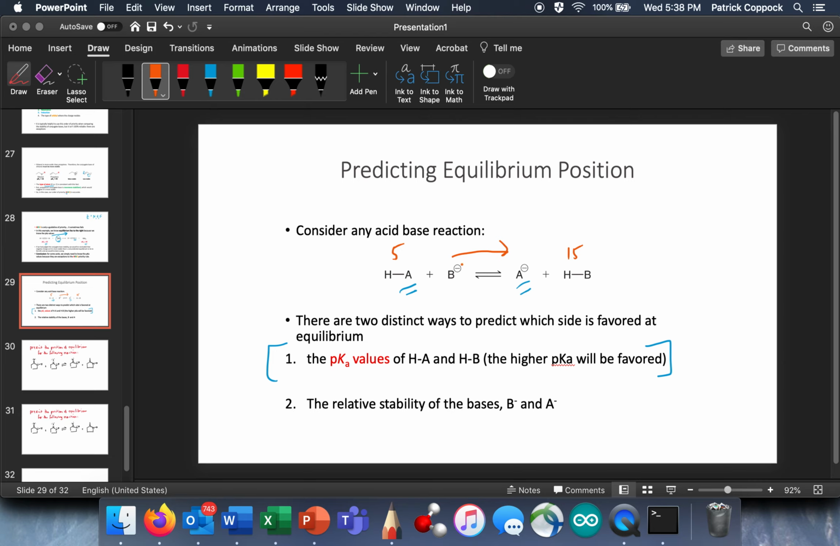If we use method number two, we're going to have to look at the structures of these two conjugate bases and see which one's more stable. Now, the more stable one, of course, is going to be the base of the better acid. So let's practice that. I'm going to do it both ways. First, I'm going to do it with the pKa values of HA and HB.